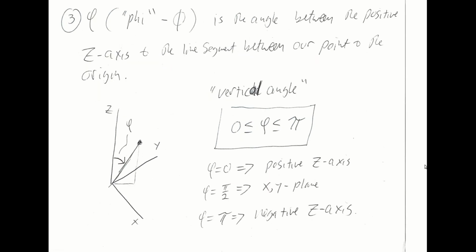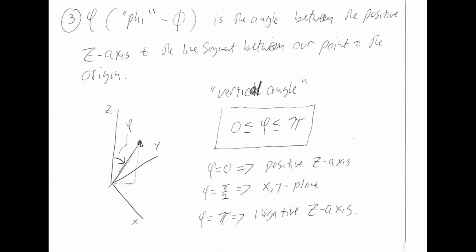Now, phi is new to us. Phi is going to be the most novel of these three variables. Rho had an analog in r, theta is just theta. Phi is going to be different. Phi is the angle between the positive z-axis and the line segment that runs from our point to the origin. So let's jump straight into the picture here.